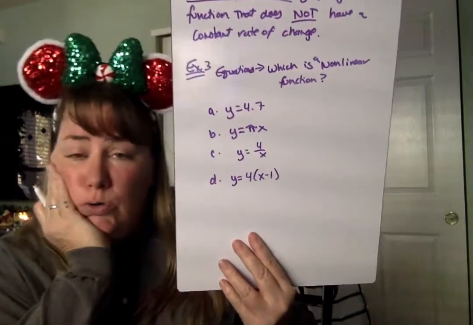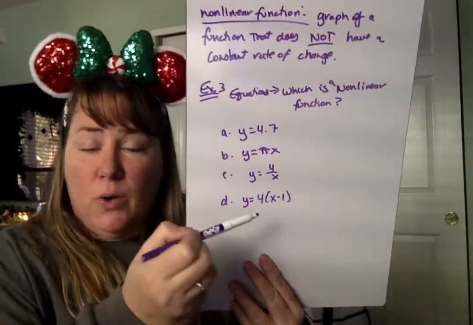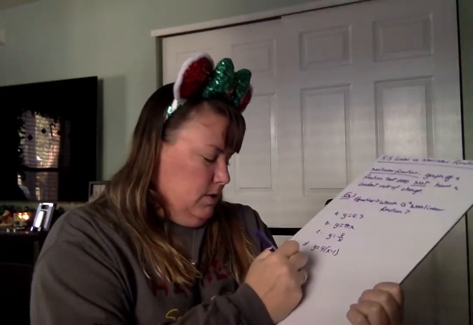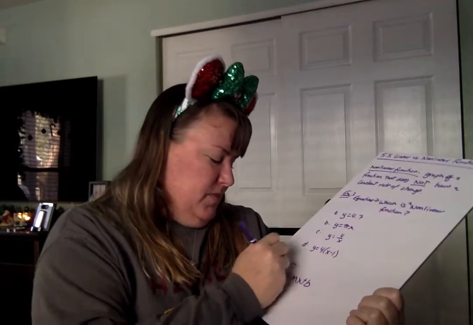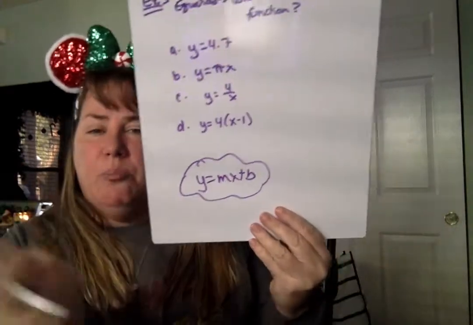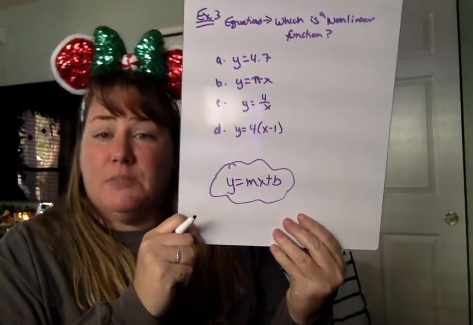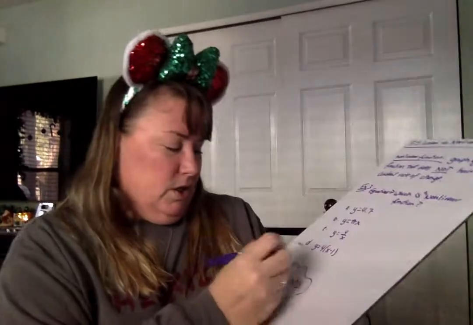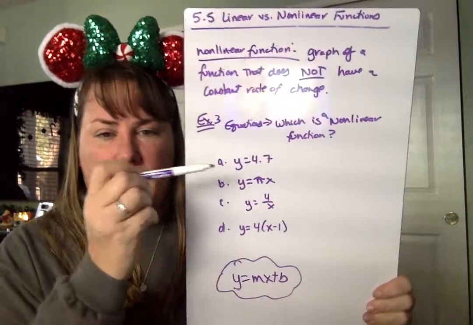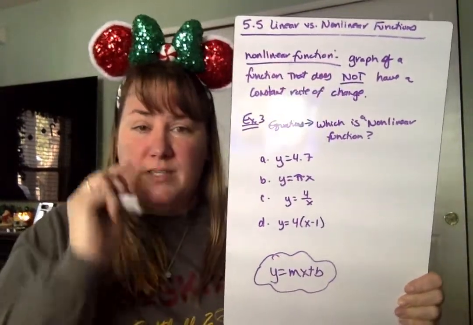And so when you are looking at equations, remember you are thinking about y equals mx plus b. Because a linear function is the graph of a non-vertical line, but it has to be written in the form y equals mx plus b. So that's what we're looking for when we are talking about equations, linear versus nonlinear. So let's look at A. Y equals 4.7.